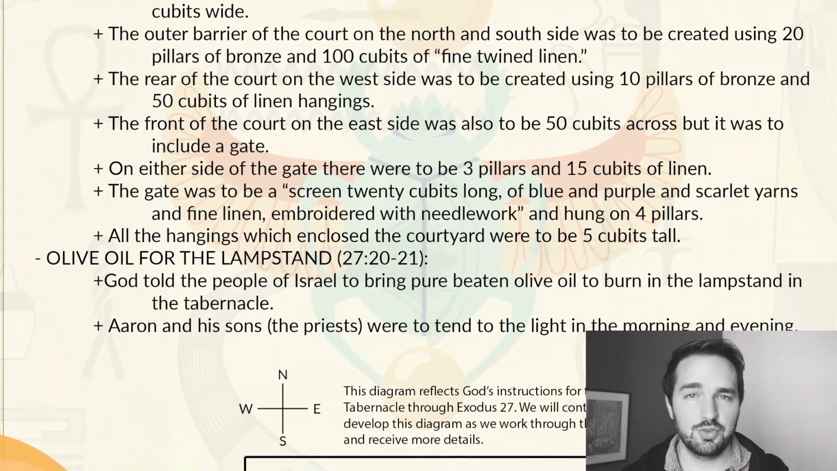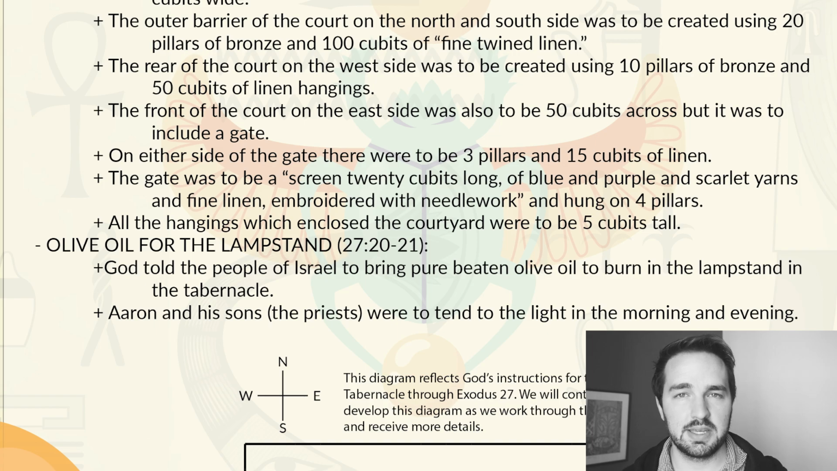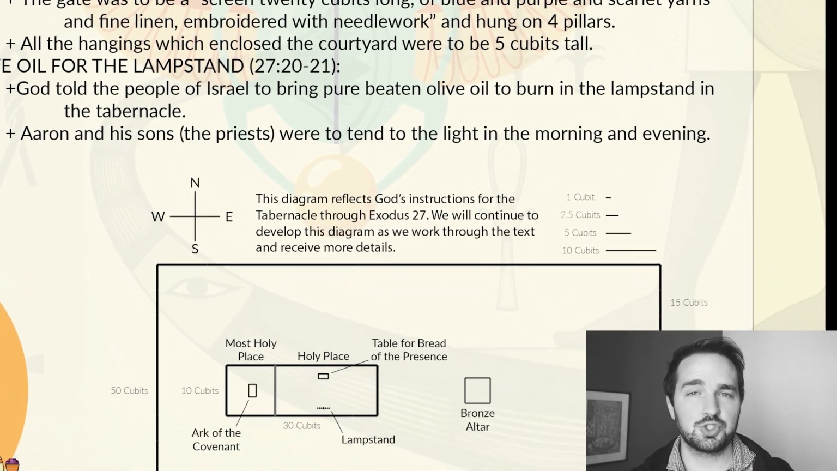Then finally, the last 2 verses, verses 20 and 21, the olive oil for the lampstand. So God told the people of Israel to bring pure beaten olive oil to burn in the lampstand in the tabernacle. And so Aaron and his sons, or the priests, were to tend to the light in the tabernacle morning and evening to keep it burning. And so that is Exodus chapter 27.